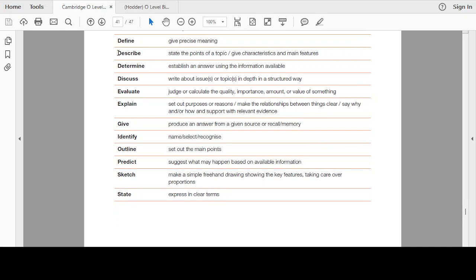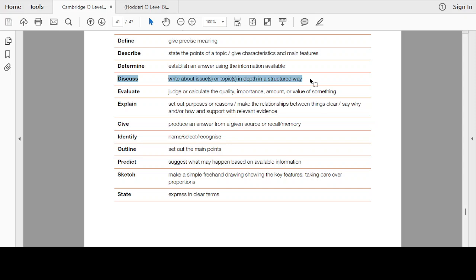So, for example, what is a tissue? And so you give a precise definition, precise meaning of what a tissue is. Describe, meaning you need to state the points of a topic or give characteristics and main features. Now, how this actually applies to a particular question, that will obviously come from attempting those questions and from experience. Determine. So, establish an answer using the information available. Discuss. Write about issues or topics in depth in a structured way.